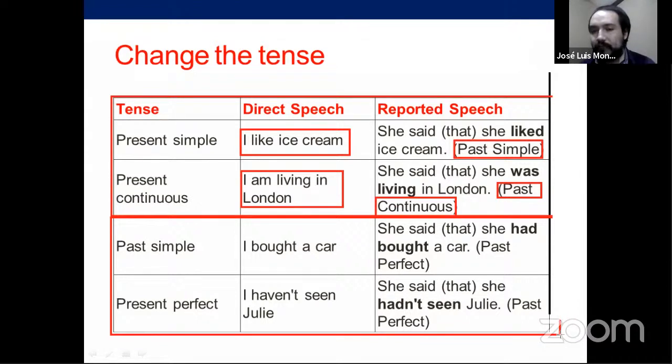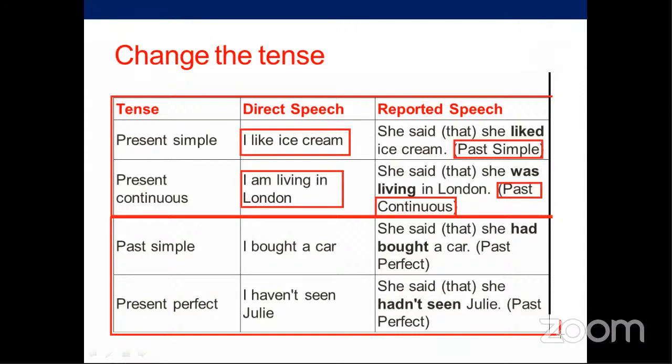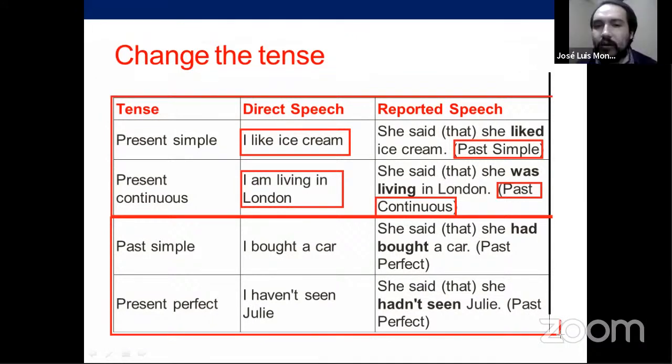Past simple. I bought a car. She said that she had bought a car. Present perfect. I haven't seen Julie. She said that she hadn't seen Julie. Past perfect. Past perfect, right? Great. So Sharai, I was able to hear you, but it was very low, like your microphone was very far from you. All right, but I was able to hear.